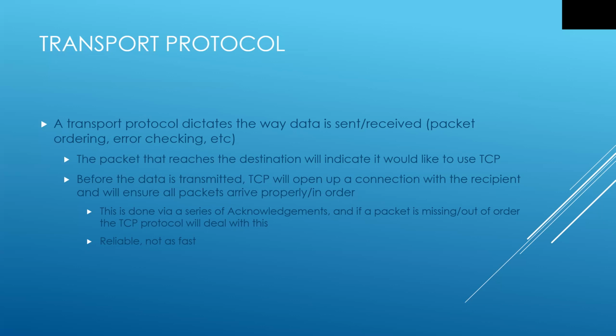From a more technical standpoint, the TCP protocol will open up a connection with the recipient, whoever's receiving this data, and ensure that those packets arrive properly in order. If there are problems, like I talked about, there's going to be re-asking for information. If packets arrive out of order, they'll be retransmitted, items of that sort. To make sure all this occurs, this is done through a series of acknowledgements.